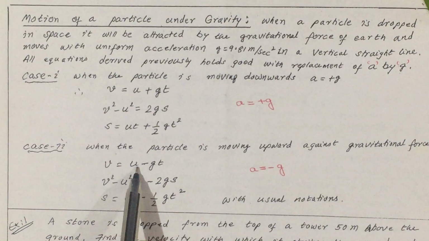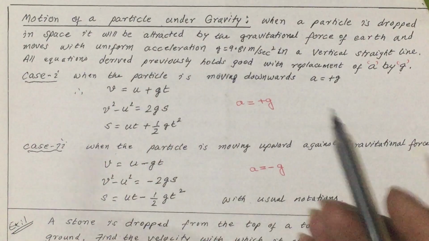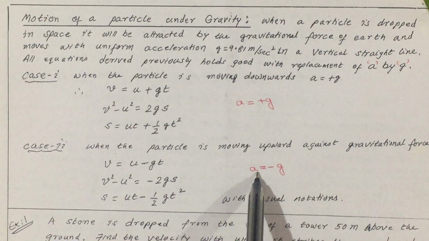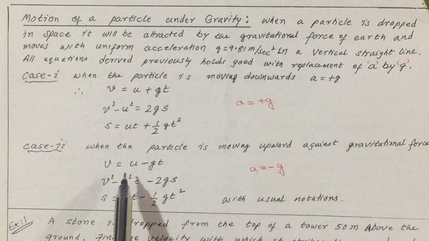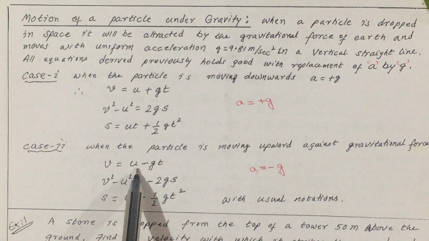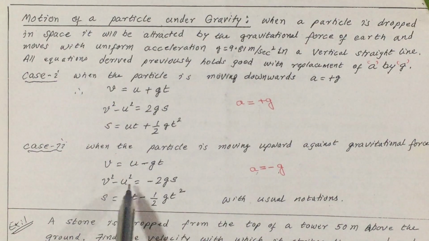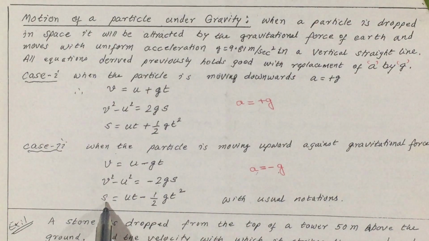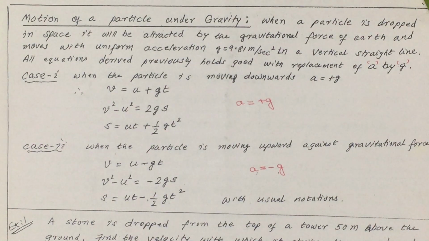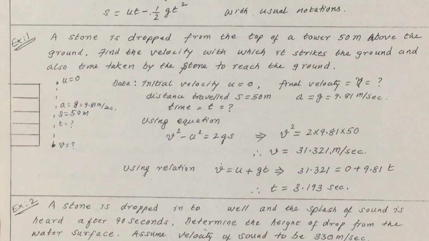it will become V is equal to, instead of plus it will become minus. Here A will be plus G, here A will be minus G, that is all. Same equation we are going to put minus G. V is equal to U minus GT, V square minus U square is equal to minus 2GS, S is equal to UT minus of GT square. So, let us solve some problems regarding that.